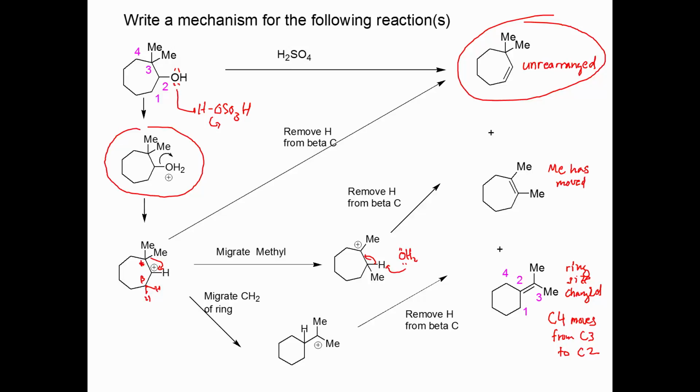Okay, all right, so if you look at the carbon that's doing the migrating, this asterisk carbon, there's a methyl and a CH2 in a ring. So the final product results from migrating the CH2 of the ring. All right, so here we're migrating this one over to here, and that's forming this product. Okay, and we're removing a hydrogen from the beta carbon relative to that carbocation, and that's affording that product.